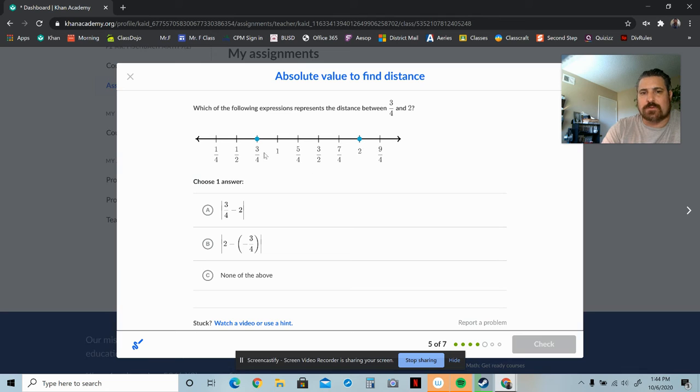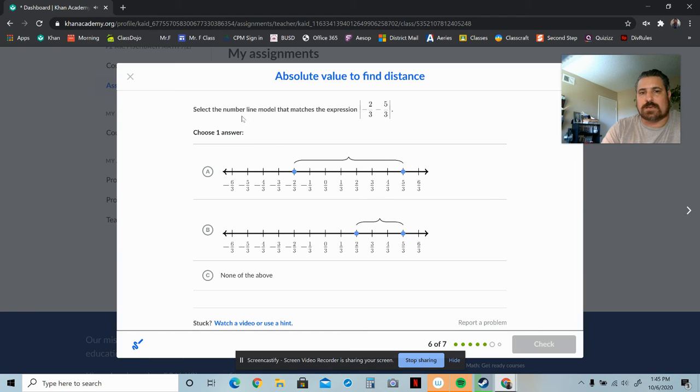It'll be 2 take away 3/4, absolute value. Or it will be 3/4 take away 2, absolute value. Doesn't matter which way you go. So you could do 3/4 take away 2, or you could do 2 take away positive 3/4. This one's negative 3/4. That's wrong. It would be 2 take away positive 3/4. So this is the best answer.